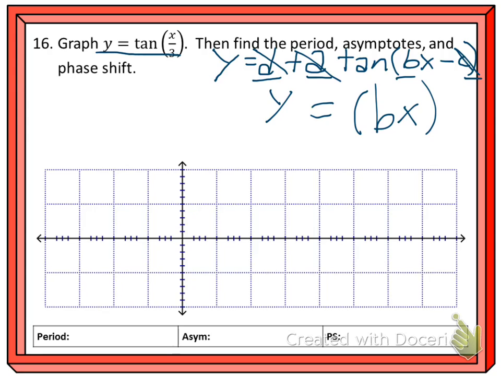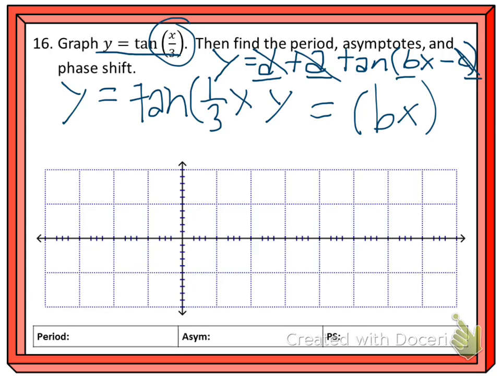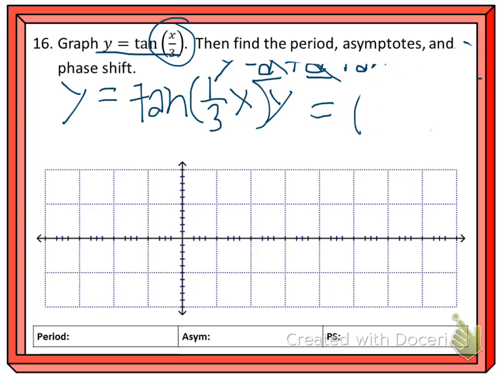So what we want to do is factor out this x over 3 so that it looks like y equals tangent of 1/3 x. I'm going to erase all of this so that things are a little bit clearer and we can focus on what we're doing.